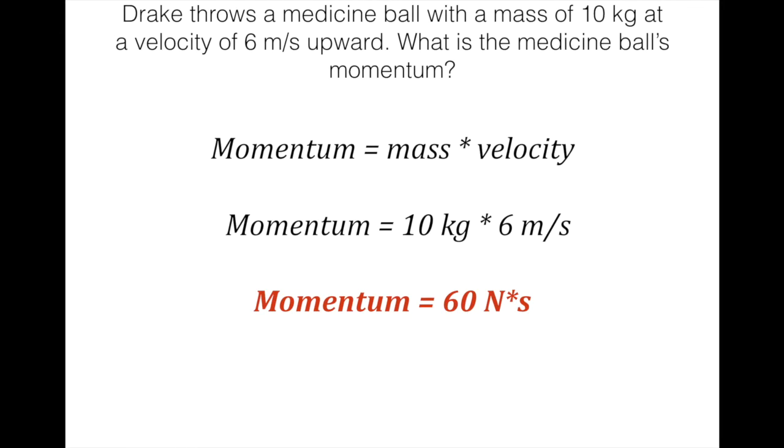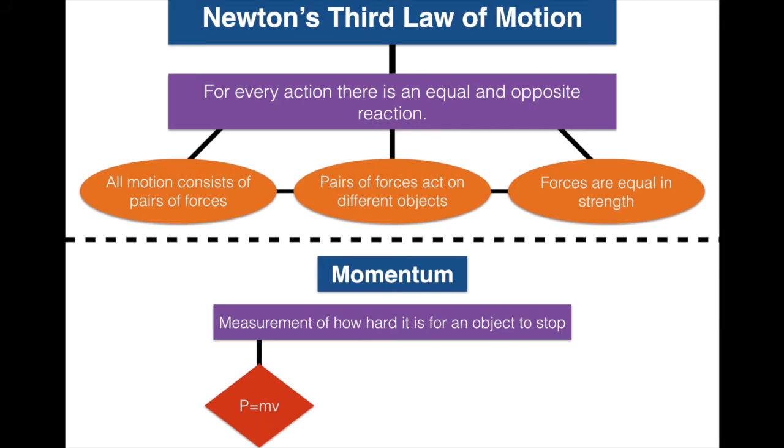Okay, so in order to stop it, the momentum that it's going with, you need 60 newtons applied over a period of one second in order to stop it, okay? So momentum, once again, is mass times velocity. P equals mv. So let's go ahead and put this in our graphic organizer, okay? P equals mv is the mathematical formula for momentum.